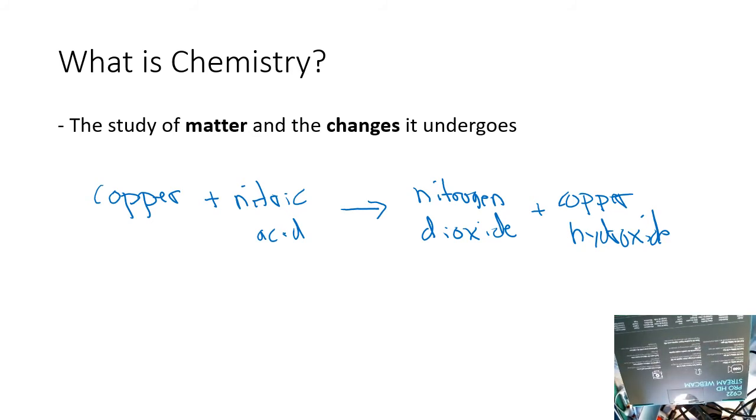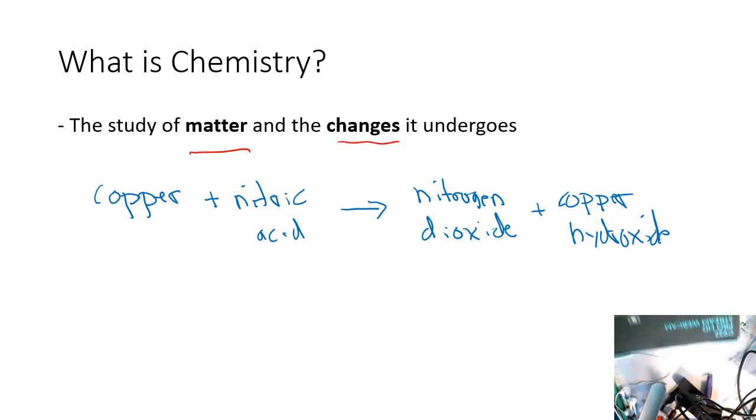And we talked about matter so far, haven't we? We talked about what matter is, anything that has mass and occupies space. We talked about changes. That just means one thing's turning into a new thing. And then I want to work on one last term, which is study. What do we mean by study? How do chemists study?